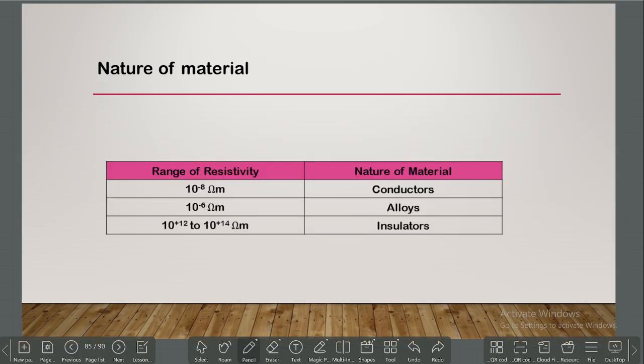Next, just remember these values alone. Based upon the range of the resistivity, we can divide the materials into three categories: conductors, alloys and insulators. Whenever the range of resistivity is in the form of 10 to the power of -8 ohm meter, then we can say that the material is a conductor. -6 means it's an alloy, and if the value is in the form of plus, it's an insulator. So remember the range of the resistivity values over here.